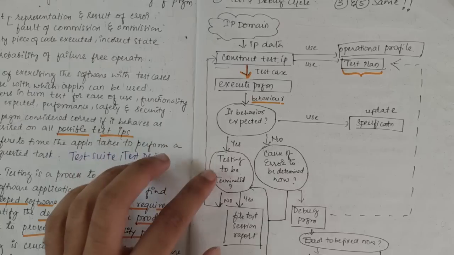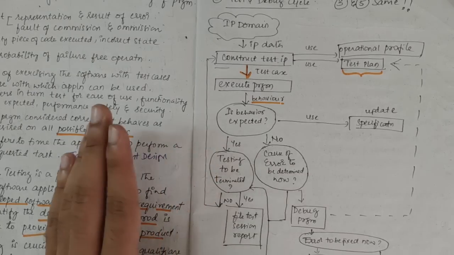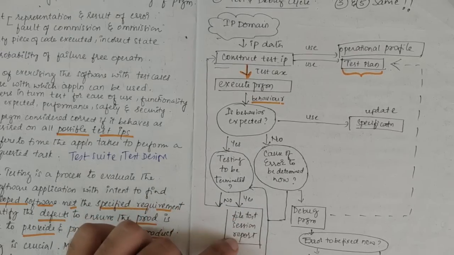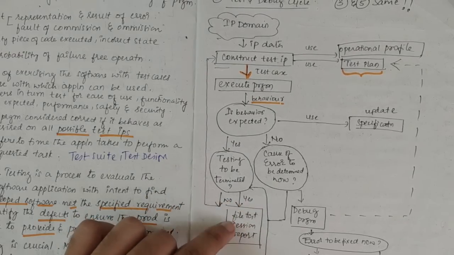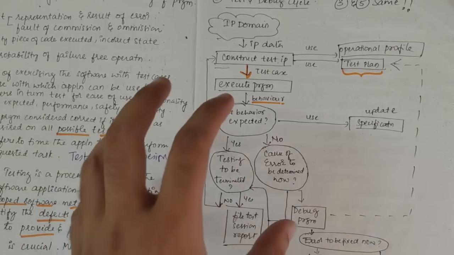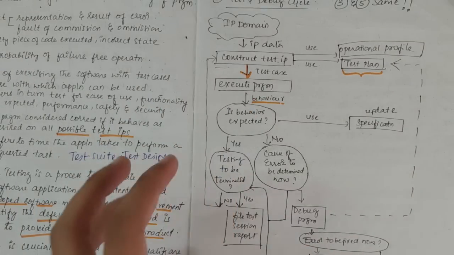Here again, we have two options. Either to not terminate and then repeat the same thing, or yes and file the test session report. So we are forming this test session report in order to give a report to the user, to the programmer, that your program on so and so test case has worked properly.